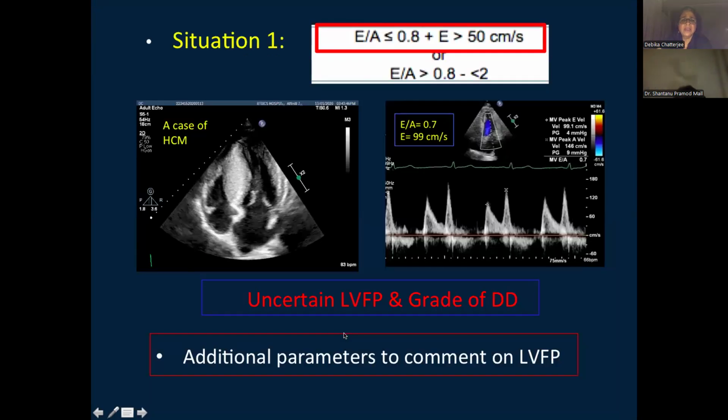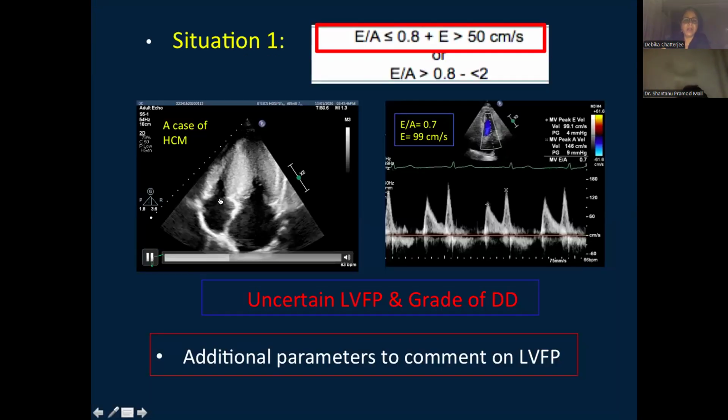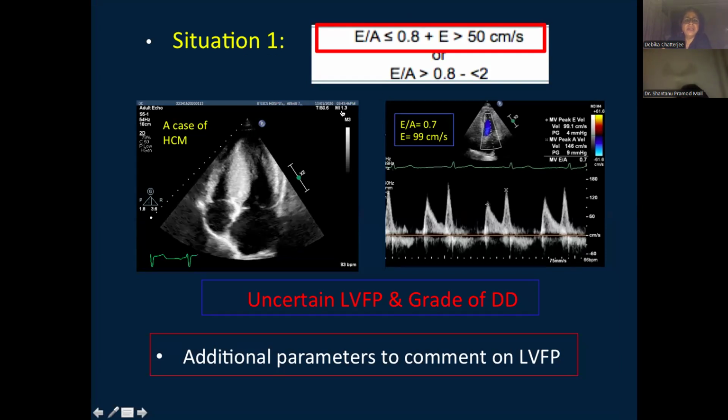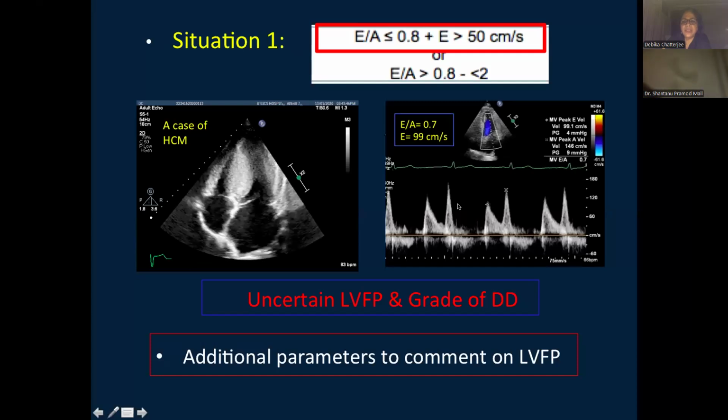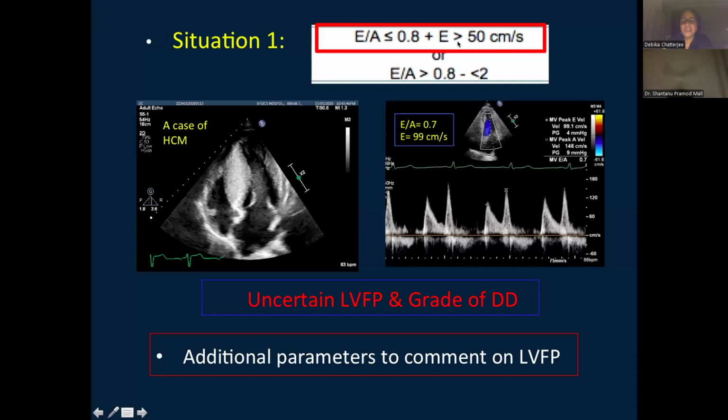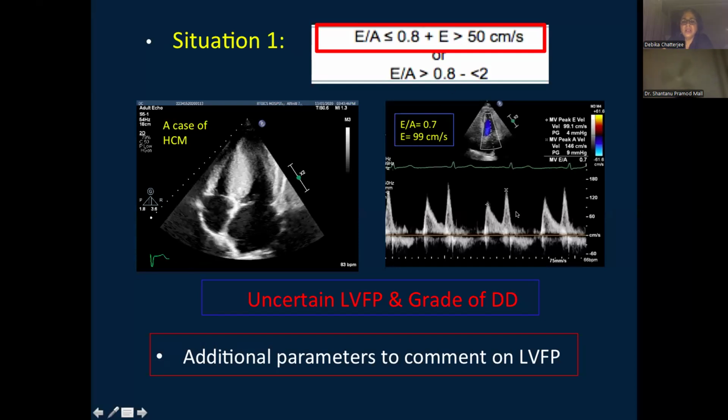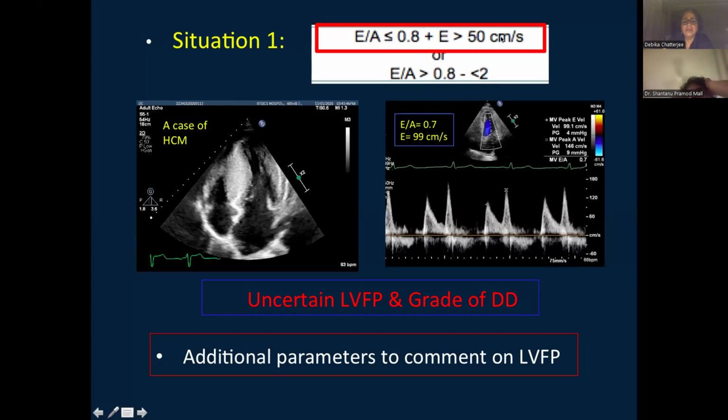Now let us see. This is a case of hypertrophic cardiomyopathy. As you can see, the LV is very much hypertrophied. The whole septum is hypertrophied, LA enlarged. And you are getting an E/A ratio less than 0.8. Here it is 0.7, plus E wave velocity in this case is 99 centimeter per second. And so it's full filling.